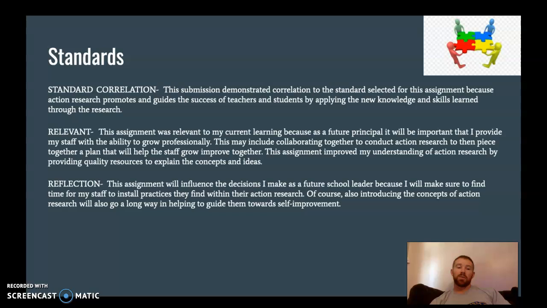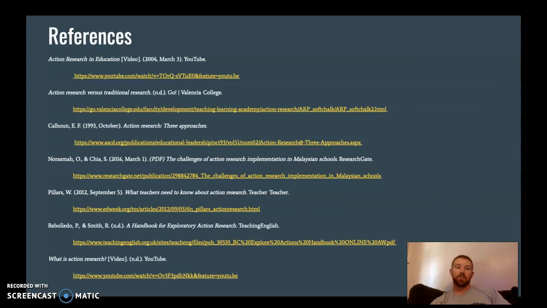This assignment will influence the decisions I make as a future school leader because I will make sure to find time for my staff to install practices they find within their action research. Of course, introducing the concepts of action research will also go a long way in helping guide them towards self-improvement. Here are my references.